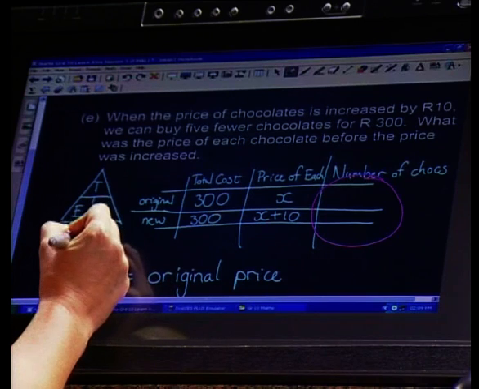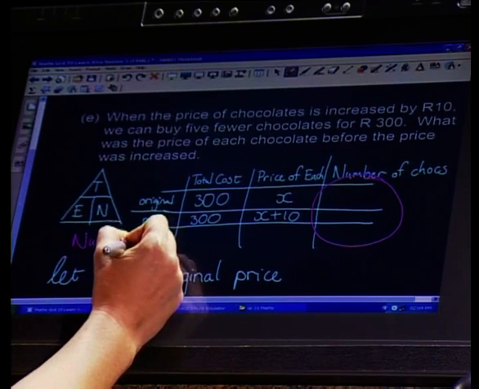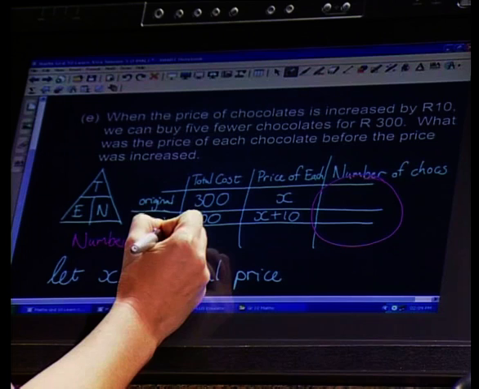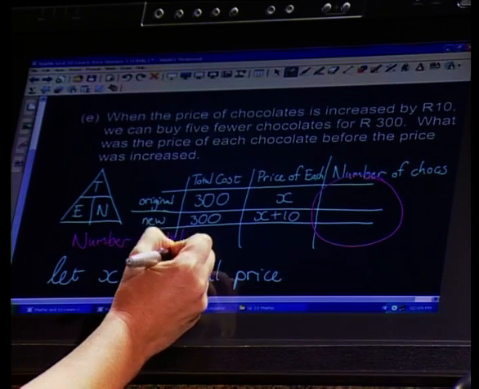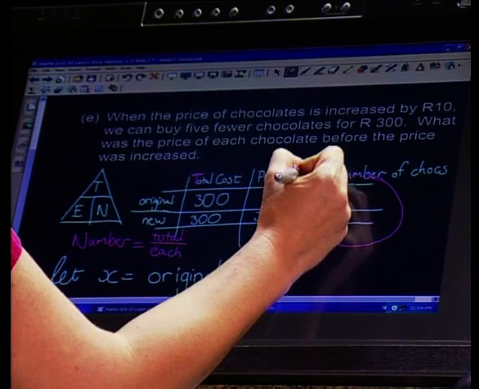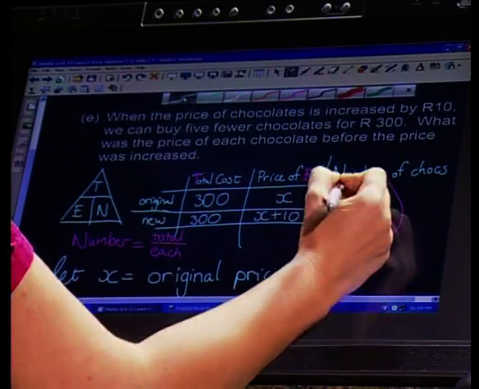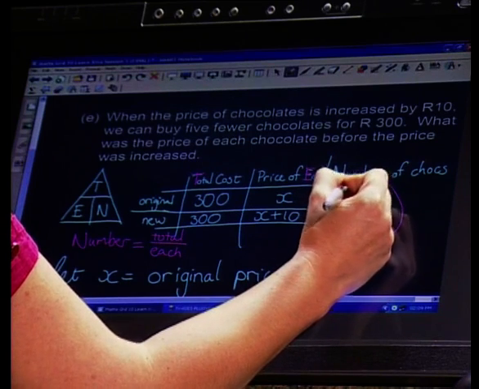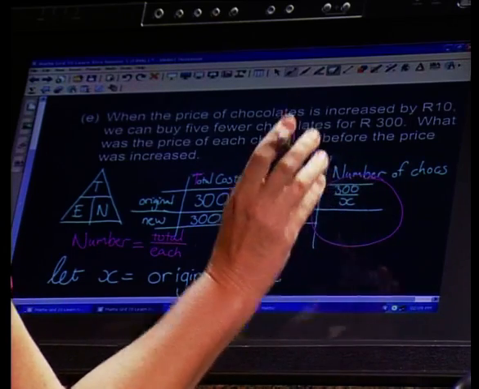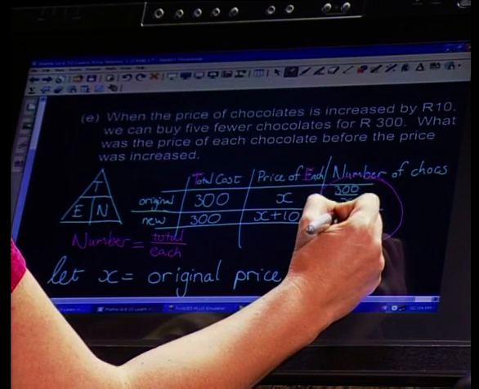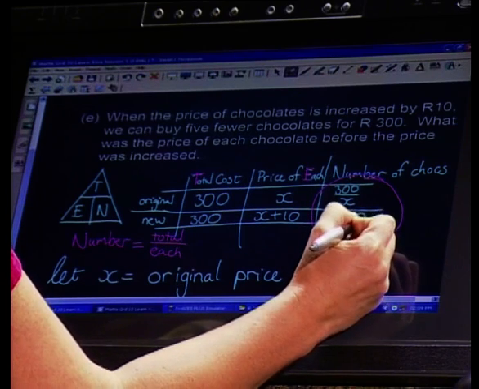How do we work out number? Number is going to be equal to total divided by each. Here is our total, here is our each, and let's write that down. So 300 divided by x. Let's make some more space here. 300 divided by (x plus 10).